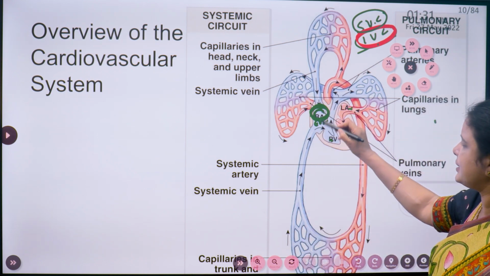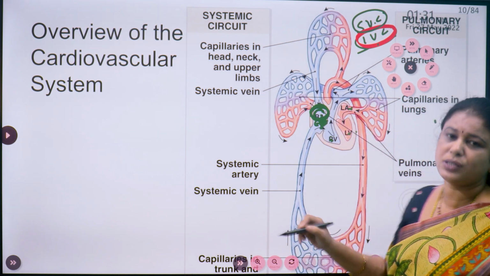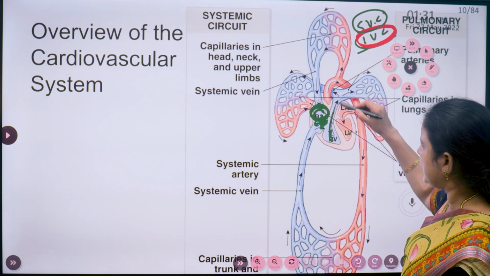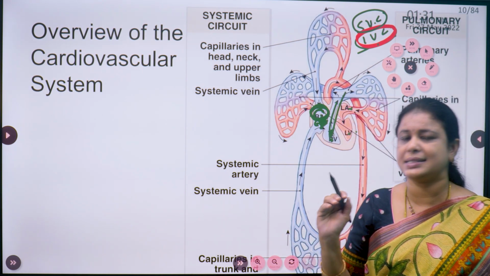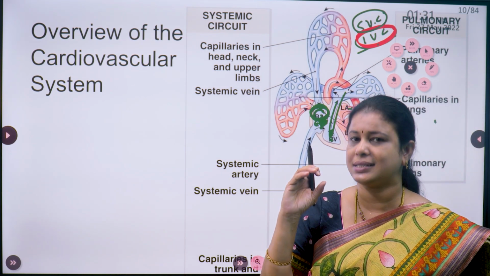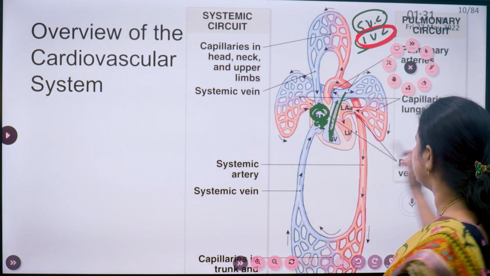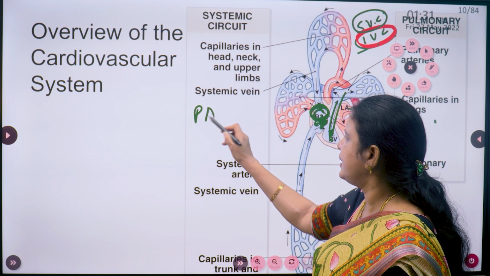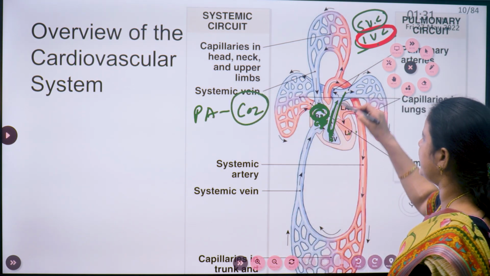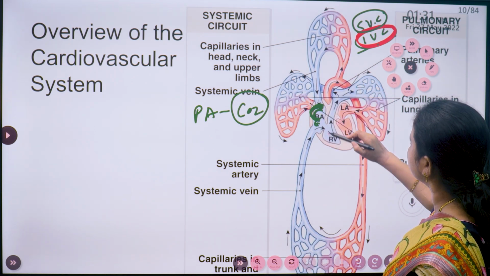From the right atrium, this deoxygenated blood enters the right ventricle through the atrioventricular valve. From here, through the pulmonary artery, usually all arteries carry oxygenated blood, but here the pulmonary artery carries deoxygenated blood, and it will bifurcate.